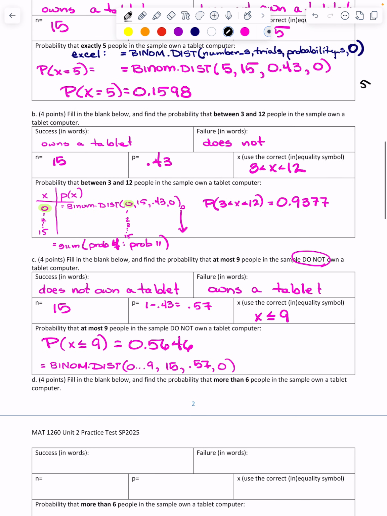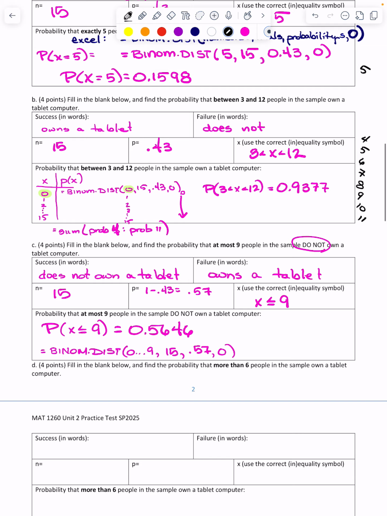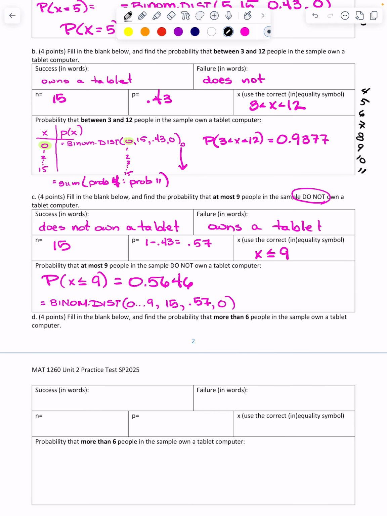Here, B, when it says between 3 and 12, we are adding the probabilities for everything between 3 and 12, but not including 3 and 12. And on C, X less than or equal to 9, that is everything, right, at most 9. So everything up to and including 9.